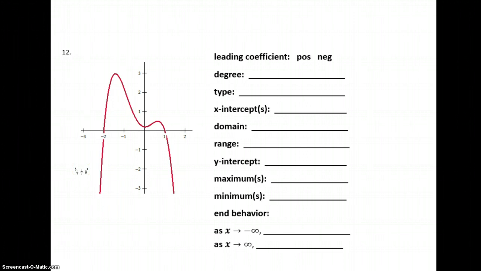Okay, so positive or negative leading coefficient. This one has negative. Notice that both of our arms are pointing down. Count our number of turns. There are 1, 2, 3 turns, which makes this a degree 4 polynomial, which makes it a quartic. Let's write the coordinates of our x-intercepts. We have -2, 0, and 1, 0.